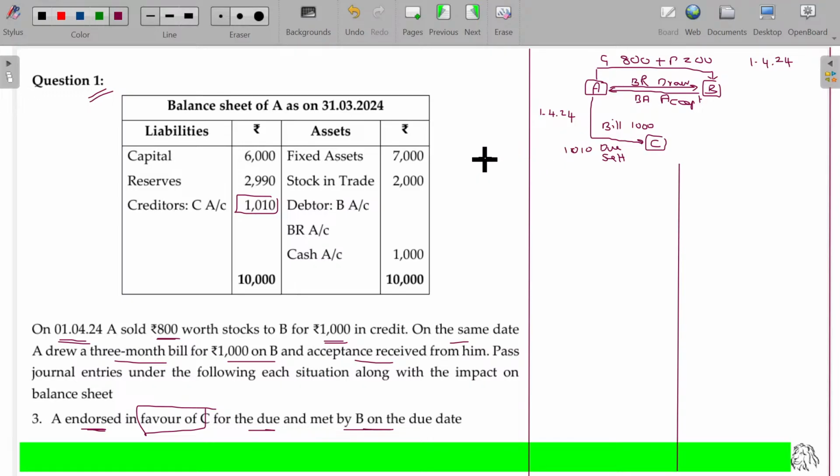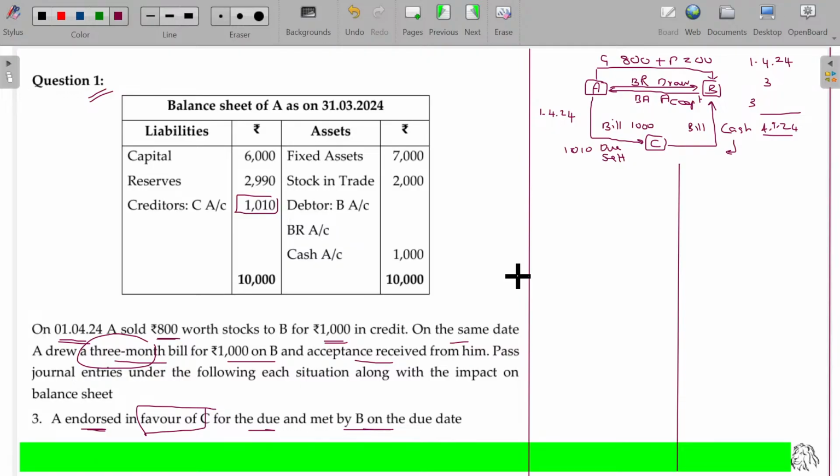C keeps it till maturity. On maturity, C sends the bill to B and gets the cash. Bill sent and cash received. That's how the settlement is done. As the bill is for 3 months, you have to add 3 months and 3 grace days. The actual settlement by B will be on the maturity date, which is 4/7/24. On 4/7/24, the payment is made.